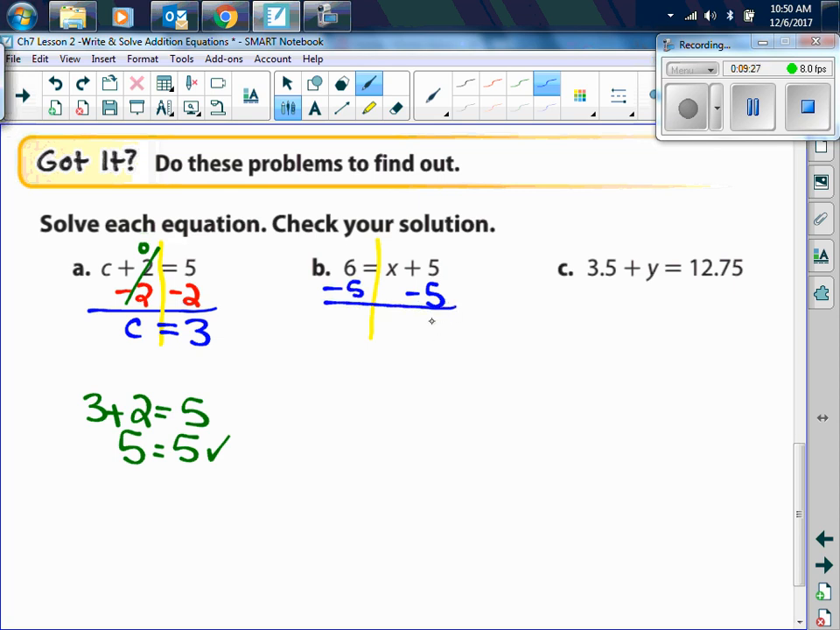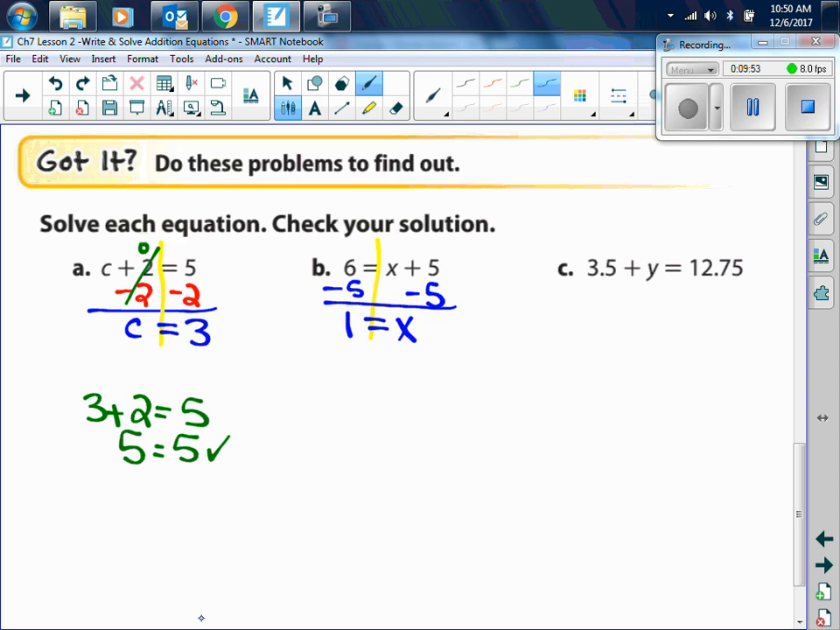So here, those 5's cancel to 0. So x plus 0 is x. And then 6 minus 5 is 1. Is everybody clear? Yeah. And then when you check, all you have to do is put the 1 back in. So that's going to be 1 plus 5, which is equal to 6. And 6 equals 6. So you are correct. You got it? All right.